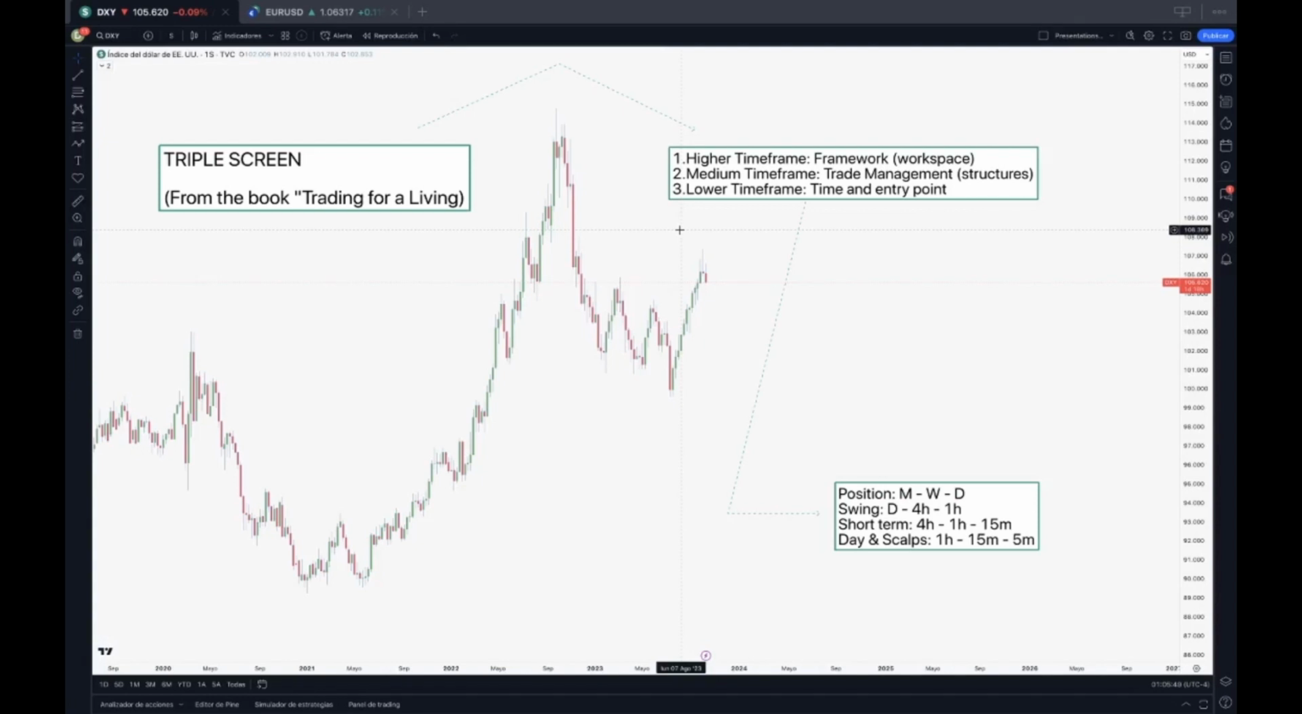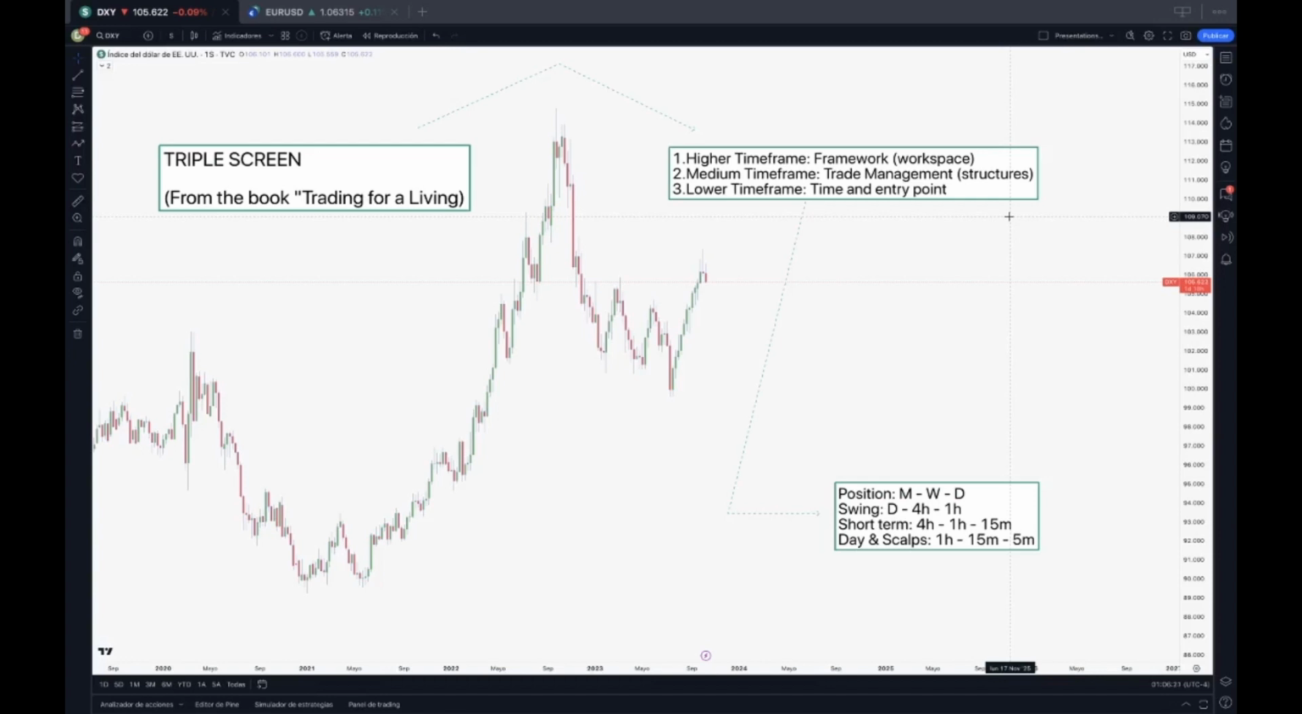Once we get into it, I will start telling you about this triple screen scenario. We will have three different time frames. We'll have a higher one, which is our framework or our workspace. In the medium time frame, we have the trade management. Over there, we will check the structures and whether liquidity was taken or something like that. And on the third time frame, the lower one, we have the timing and our entry points.